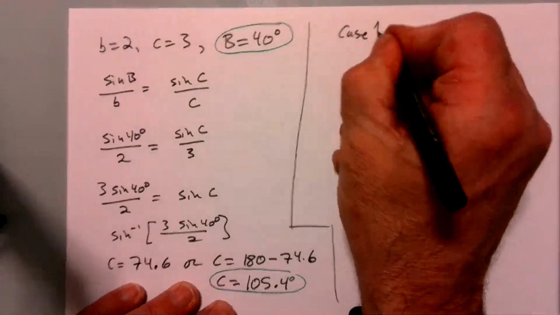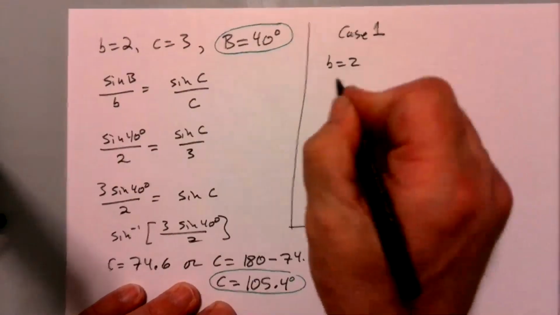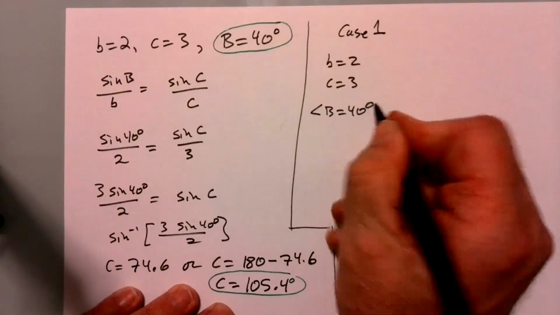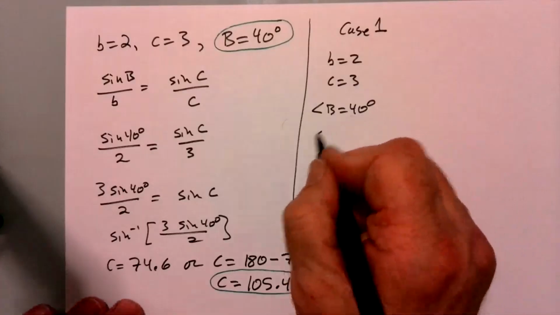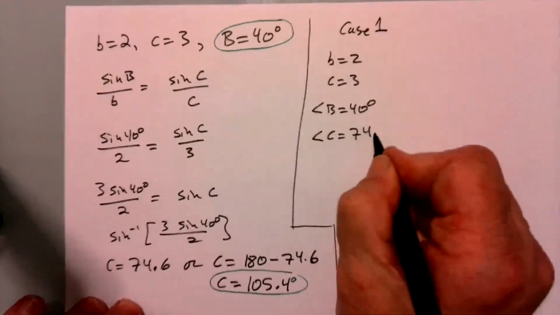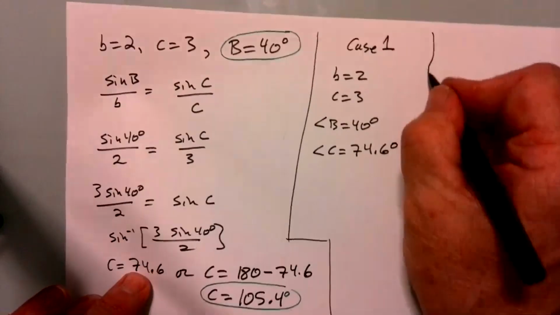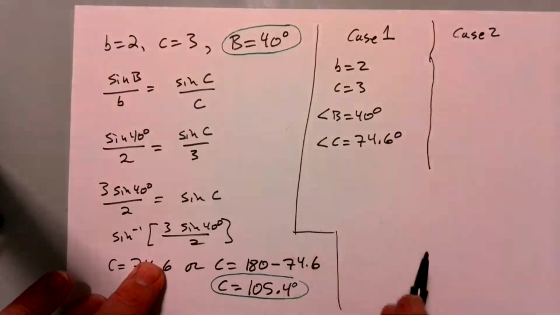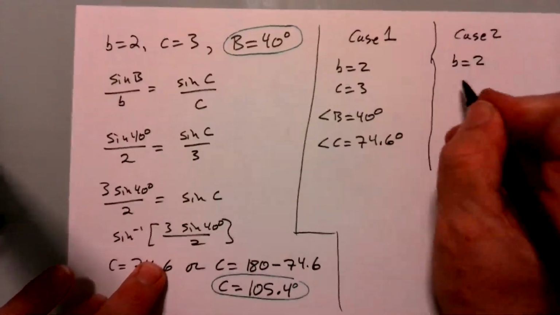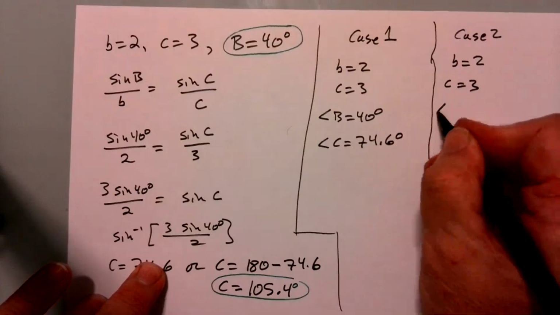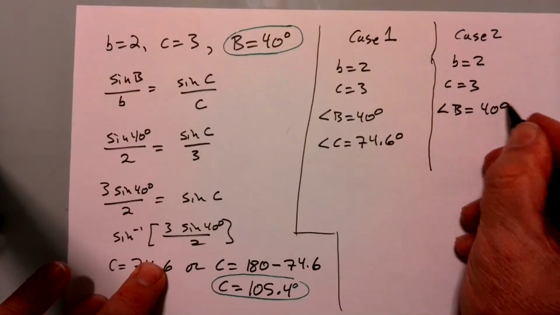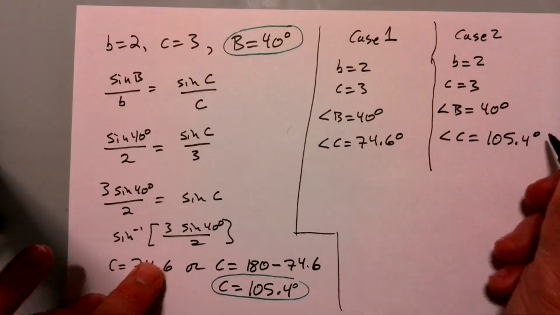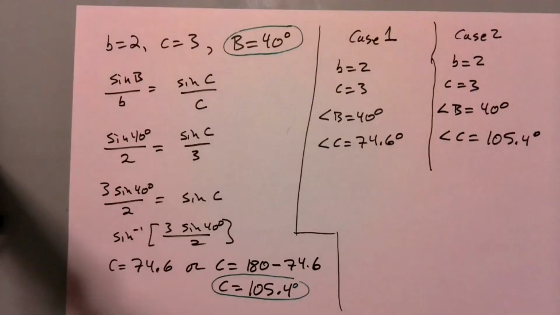Case 1: little b is 2, little c is 3, angle B is 40 degrees, and angle C is 74.6 degrees. That's case 1. Case 2, again, the initial conditions are the same. Little b is 2. Little c is 3. Angle B is 40 degrees, but this time angle C is 105.4 degrees. Maybe we have time.